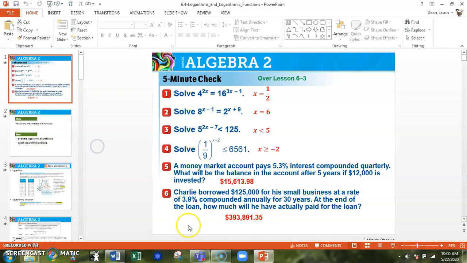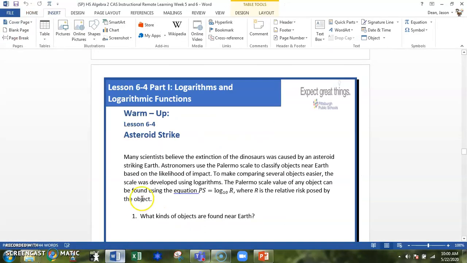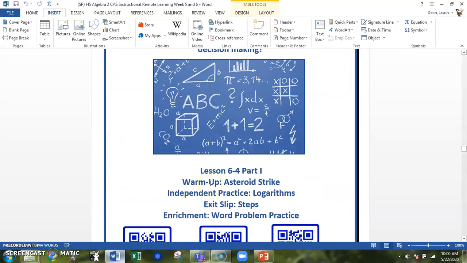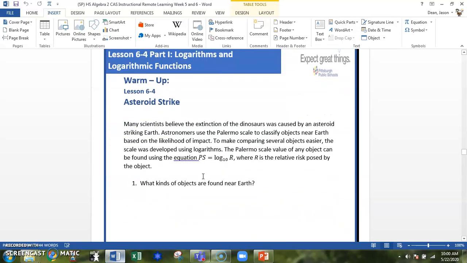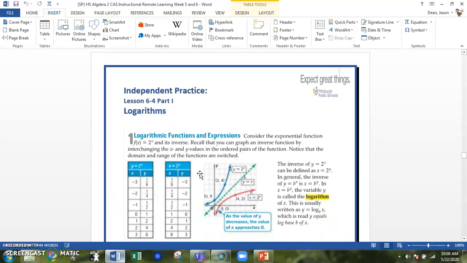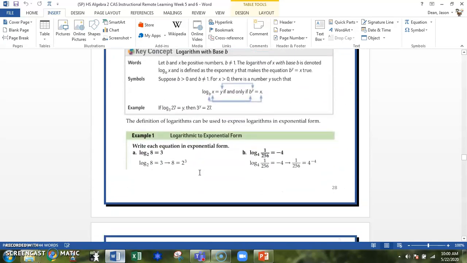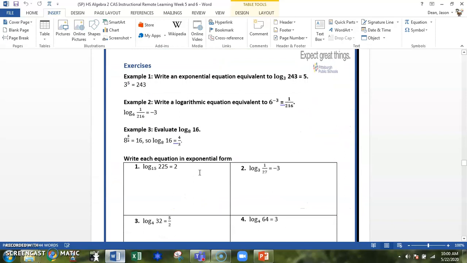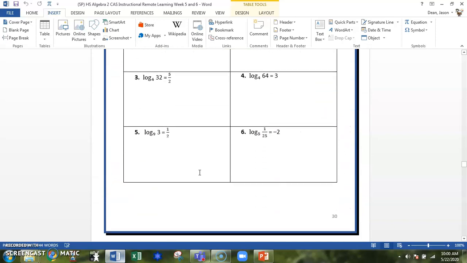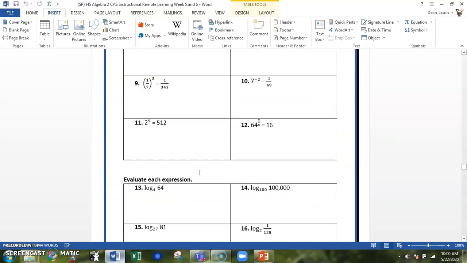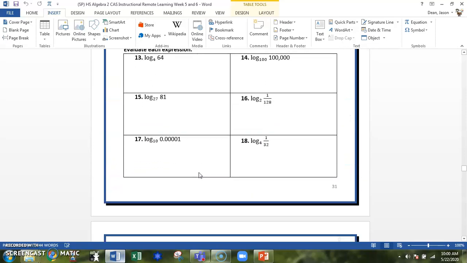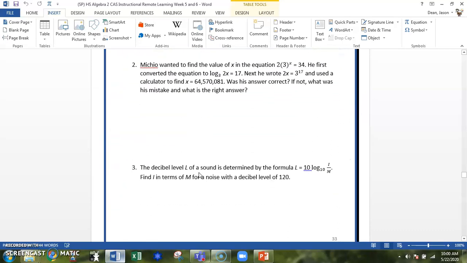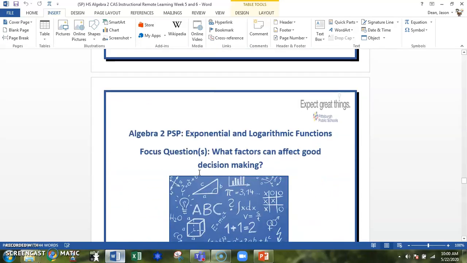That does it for 6.4. Whenever you are looking at your assignment in 6.4, there are two parts. In 6.4.1, here's your warm-up on the asteroid strike. Then there are some notes which should look pretty familiar, some examples, some more examples, and then some more examples, and here are some problems to try, 18 exercises, and then an exit slip. And then you do not have to do the enrichment. You are welcome to, but you do not have to.